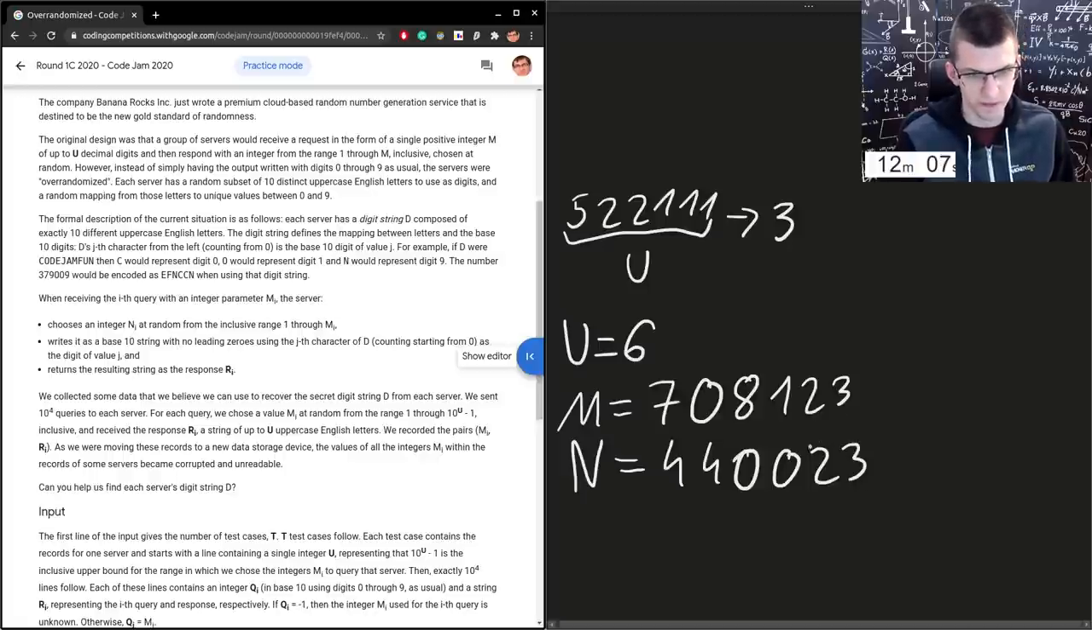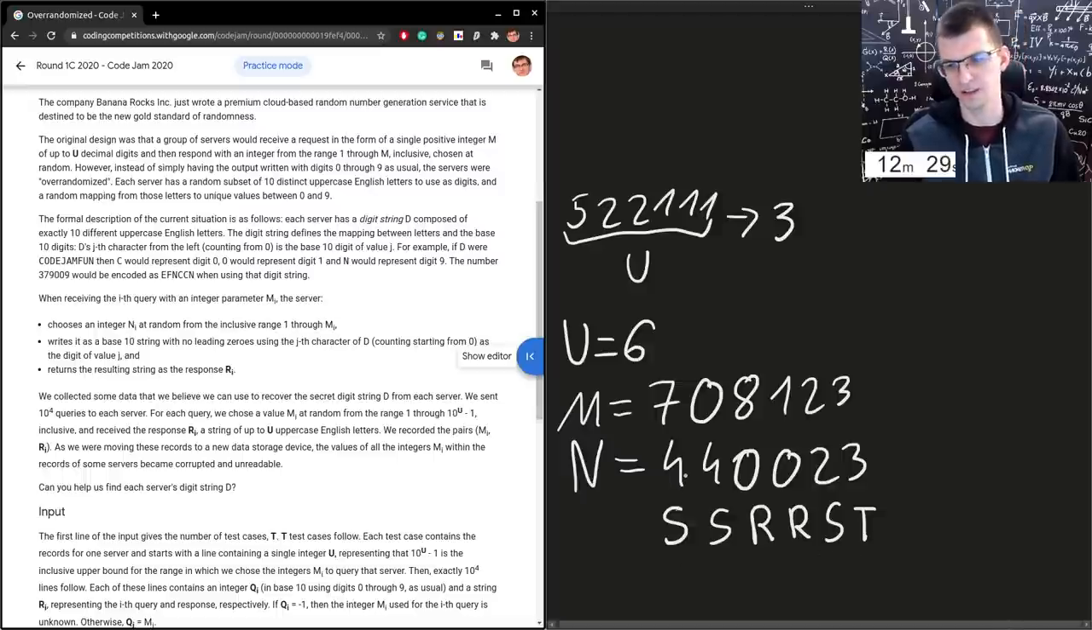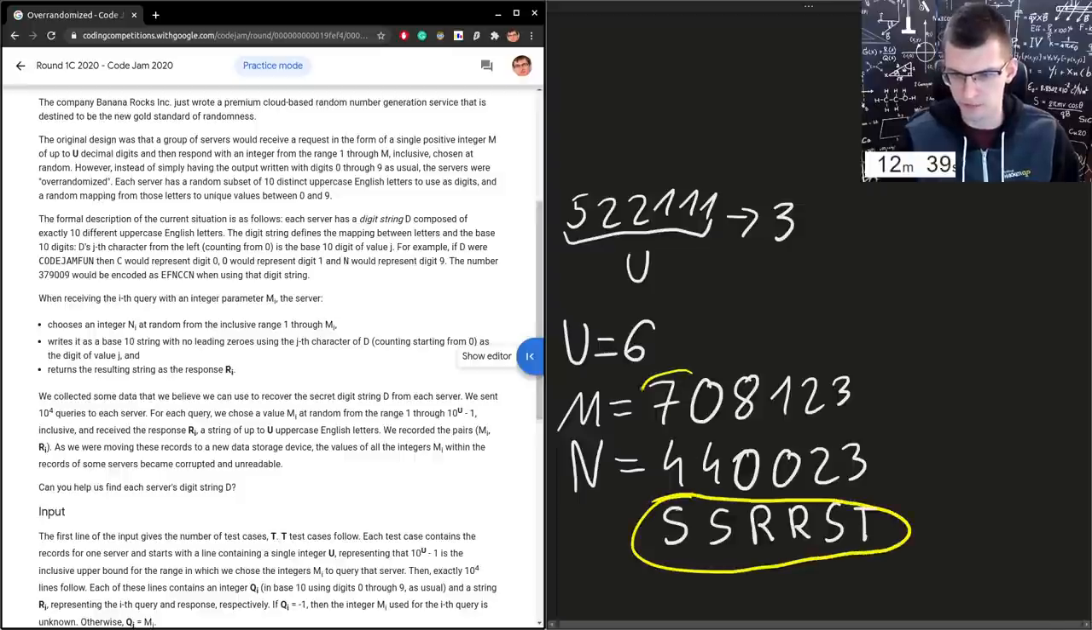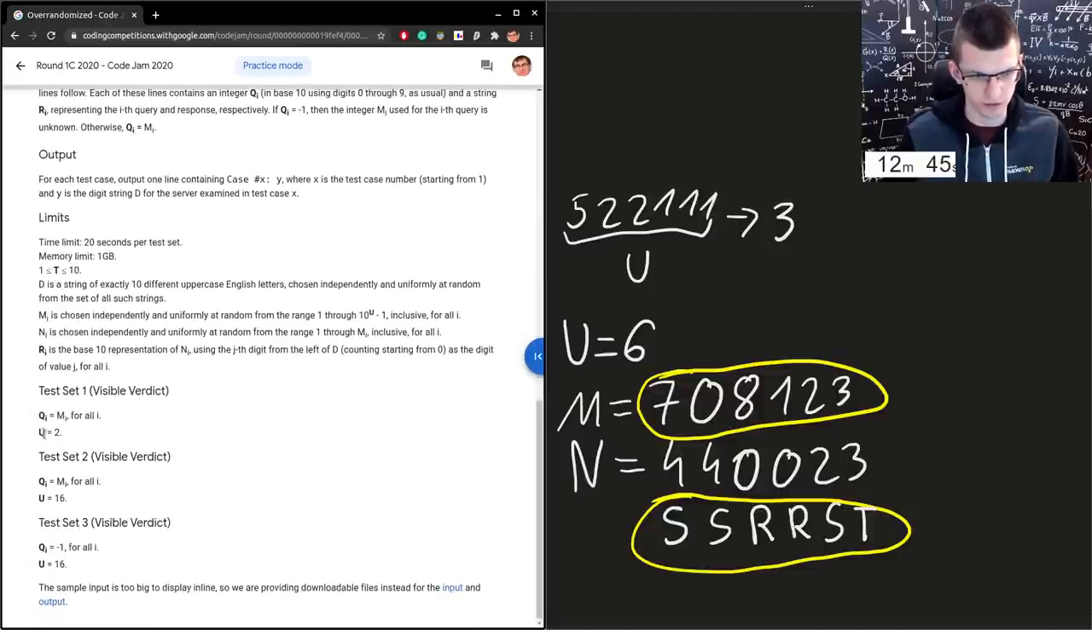Why not? And now they use the secret mapping to map digits into characters. And maybe this one is mapped as S, S, R, R, and S, T. Because apparently 4 maps into S and 2 also maps into S. And what you get is this, the string and M. You get a lot of those pairs. The length U is equal to either 2 or 16, what is Q of I?